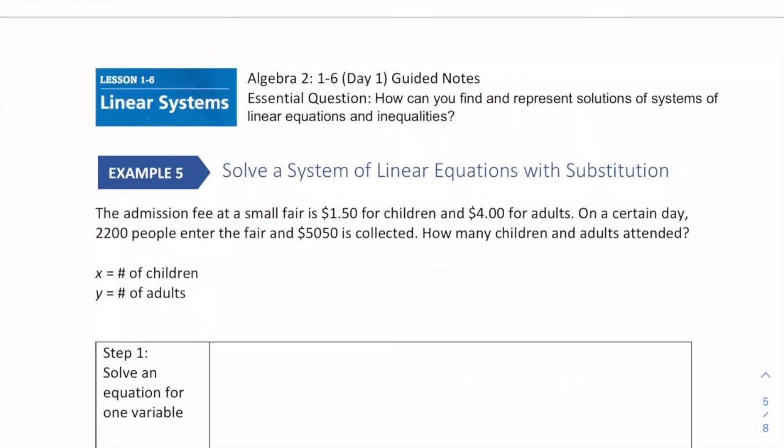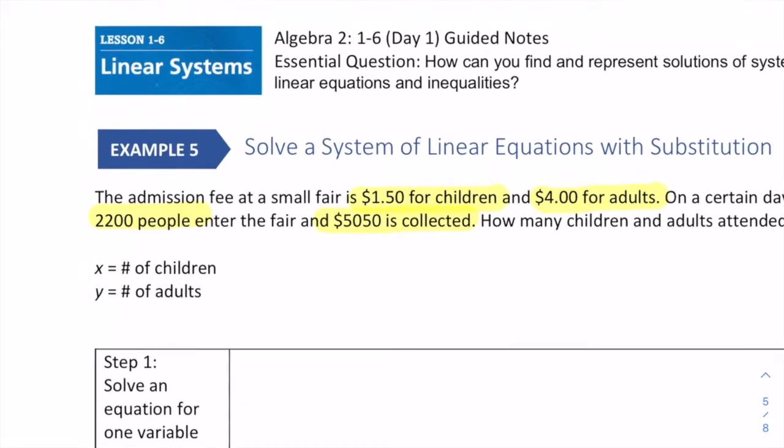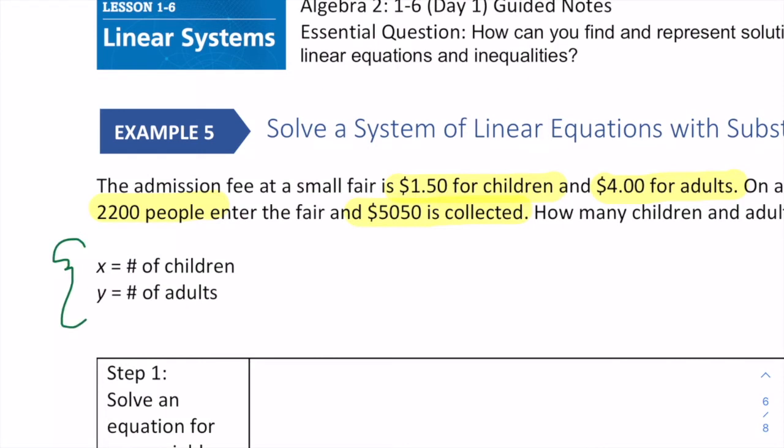Okay? All right, now example 5 has a word problem. So for a local fair, there's an admission fee, and it's $1.50 for children and $4 for adults. On a certain day, there are 2,200 people that enter the fair, and $5,050 is collected. So now we're going to have to write our system of equations to figure out how many children and adults attended the fair. Before you get too far along on a problem like this, make sure that you identify the variables. We're going to use x to represent the number of children and y to represent the number of adults.